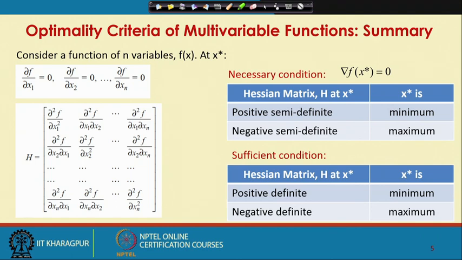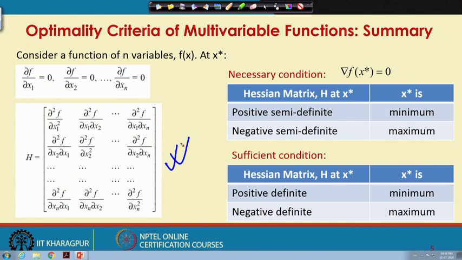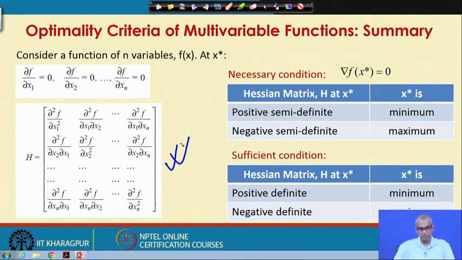So, this slide again summarizes the conditions. The necessary conditions are del f del x 1 equal to 0, del f del x 2 equal to 0, up to del f del x n equal to 0, and this shows the Hessian matrix. Look, the Hessian matrix is a symmetric matrix, and the Hessian matrix is either positive semi definite or negative semi definite. That will be a necessary condition.